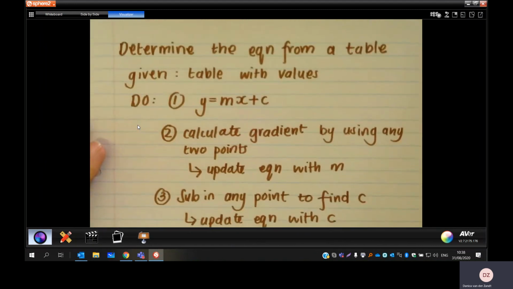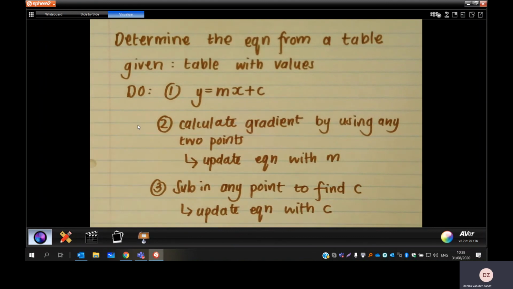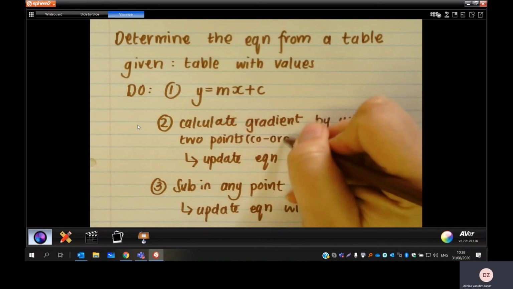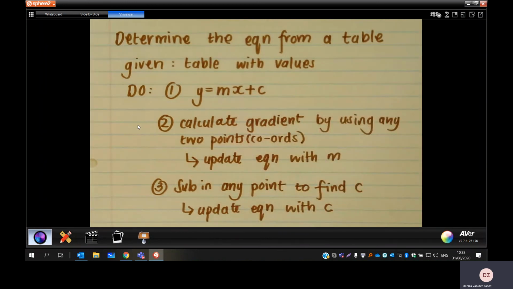So let's just zoom in a little bit. So what do I give you? I give you a table with x and y values. Well, we know that we need to find a way to get y equals mx plus c. The first thing I do is calculate the gradient by using any 2 points, rather the coordinates. And that will give me my m value and therefore update with the m value. And then lastly, I would sub in any point to find the c value. And I would therefore update the equation with the c value.